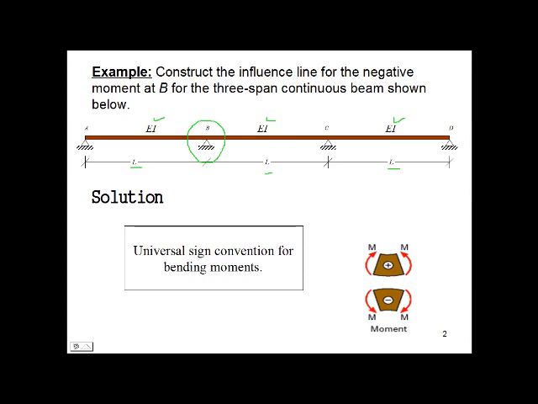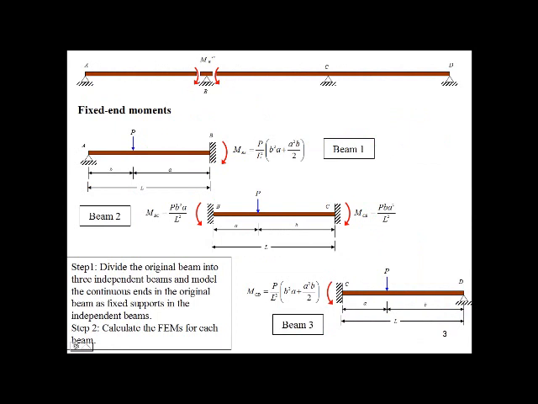Before we get started with the solution, we need to define the sign convention for bending moments. In this example, the universal sign convention for bending moments will be used, as shown on the bottom right corner of the slide. When the curvature is concave up, the moment will be considered positive, and when the curvature is concave down, the moment will be considered negative. The very first figure shows the negative bending moment at support B.